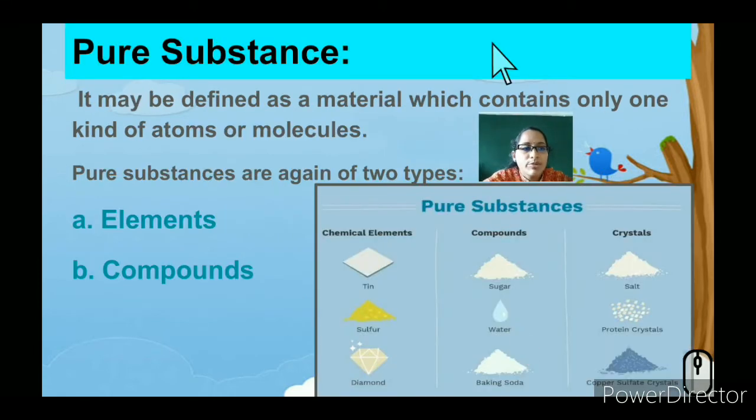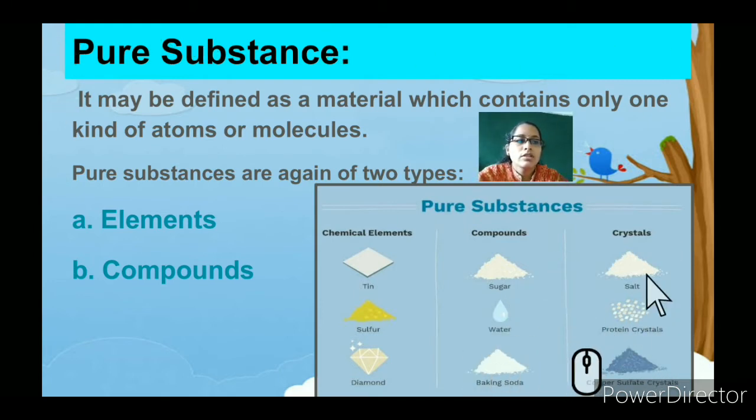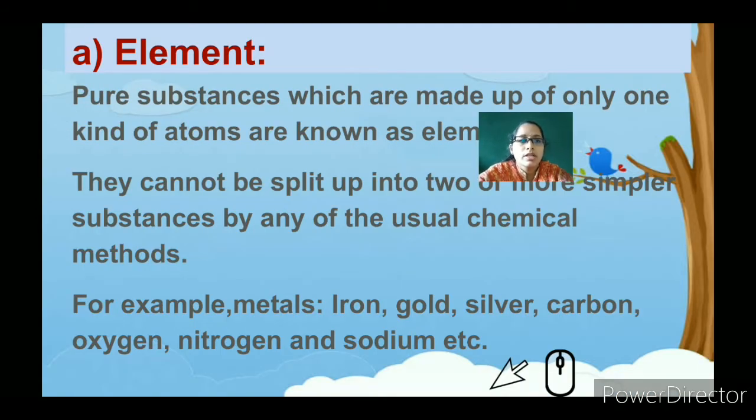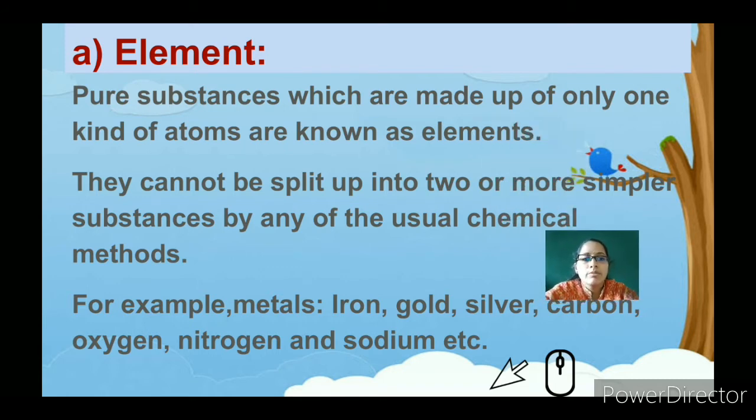The next form of pure substances are crystals. Here you can see salt, protein crystals, and copper sulfate crystals. Next we will understand the different types of pure substances. The different types of pure substances are further divided into elements and compounds. Let's start with what an element is.